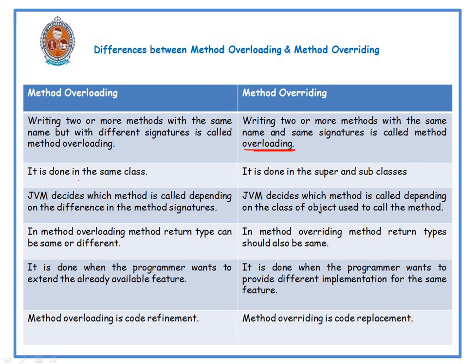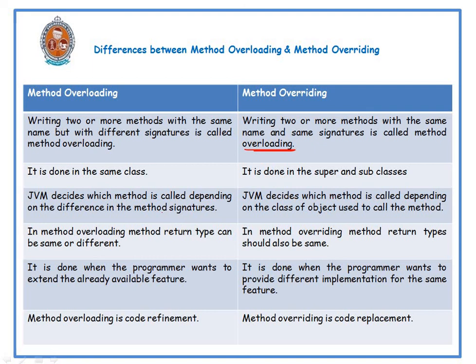Method overloading is done in the same class, whereas method overriding is done in the super and subclasses. That means we have to write one method in superclass and one method in subclass, such that each method has the same name and same signature. Coming to the third difference, in method overloading, the compiler decides which method is called depending on the difference in the method signatures. That means it knows which method is called based on the parameters we are passing. Whereas in method overriding, it knows which method is called based on the object we are creating for the class. So only after creating the object does the compiler come to know which method is called by the user.